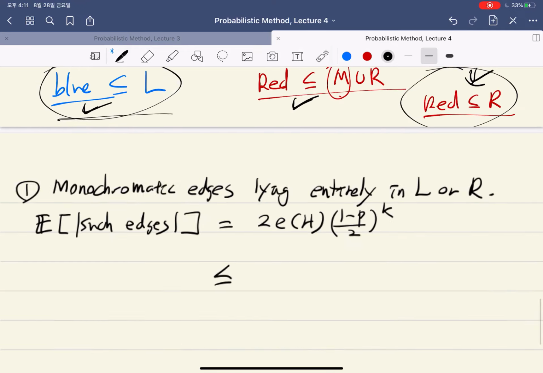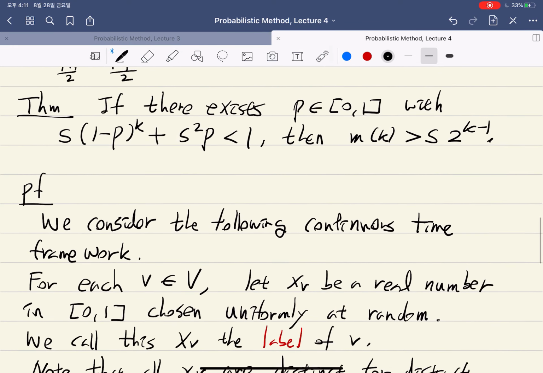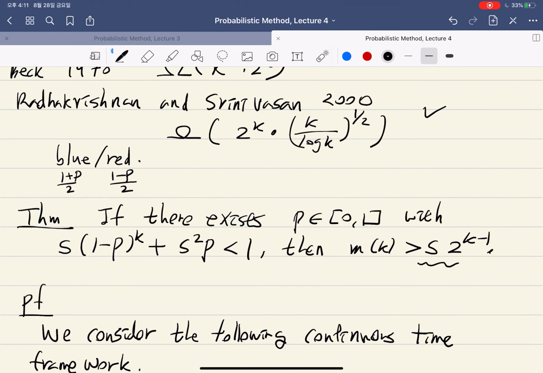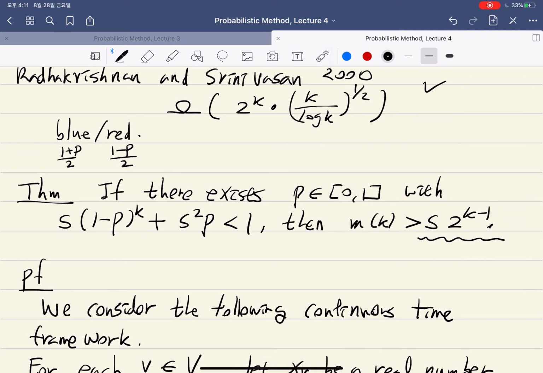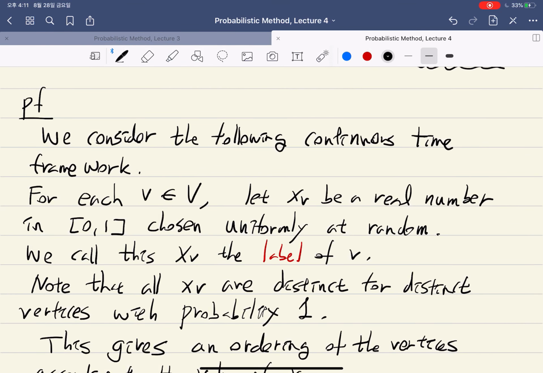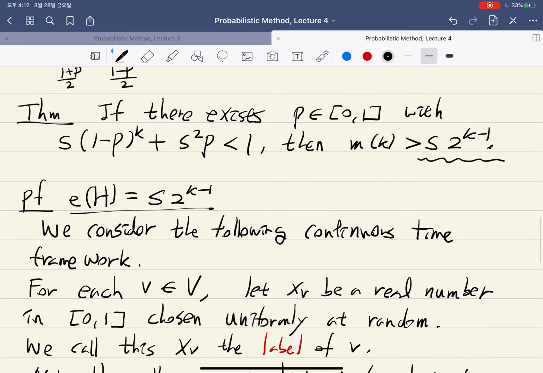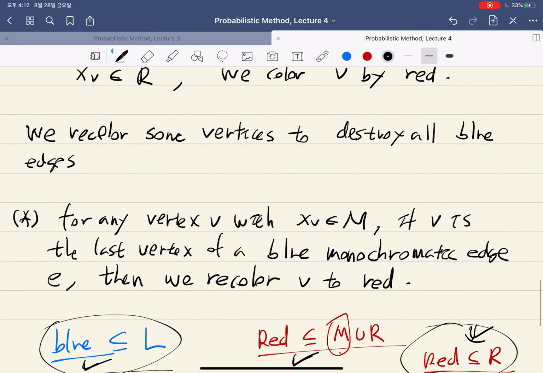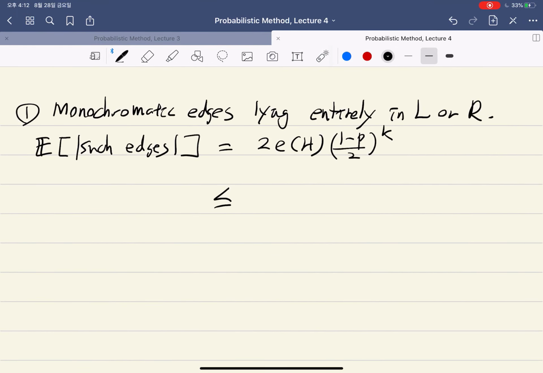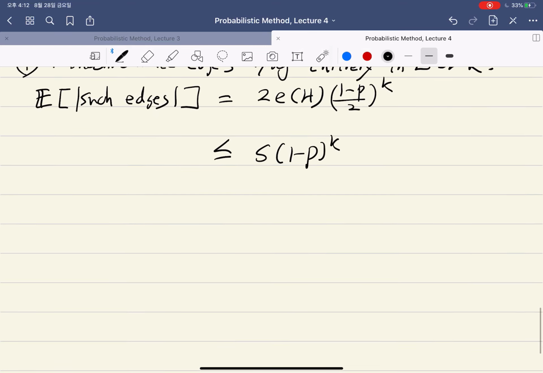So from here, what do we know? At first I think I didn't say anything about H. Let's say H is a K-uniform hypergraph with this many edges. Then you just multiply it here, and what you get is this inequality.